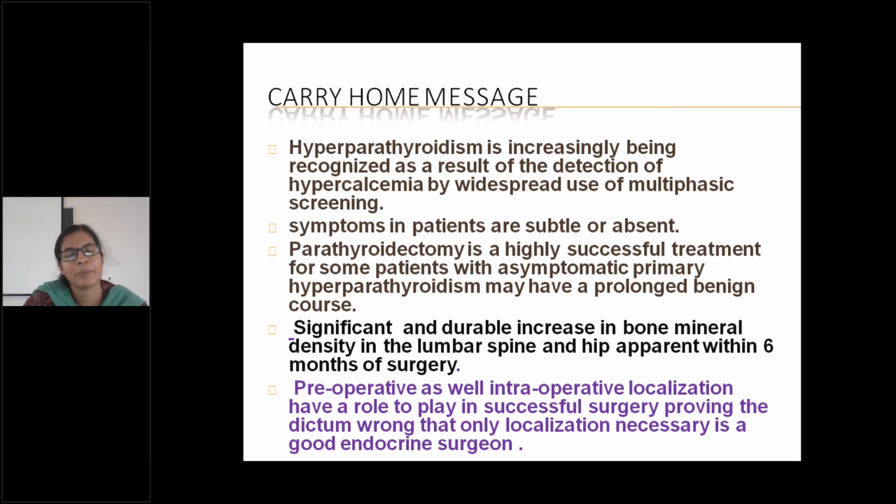Next class, I will deal with hypoparathyroidism in detail.